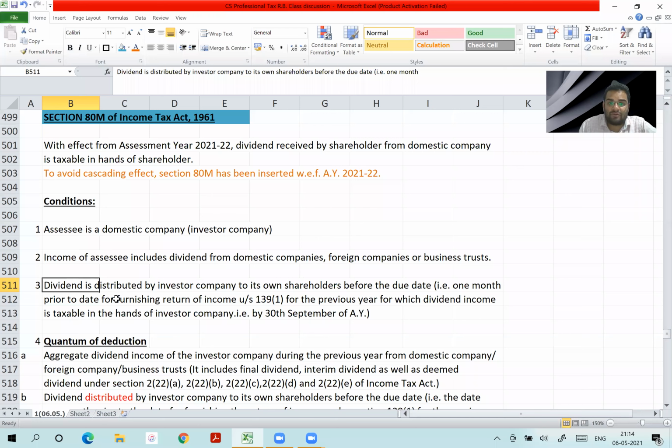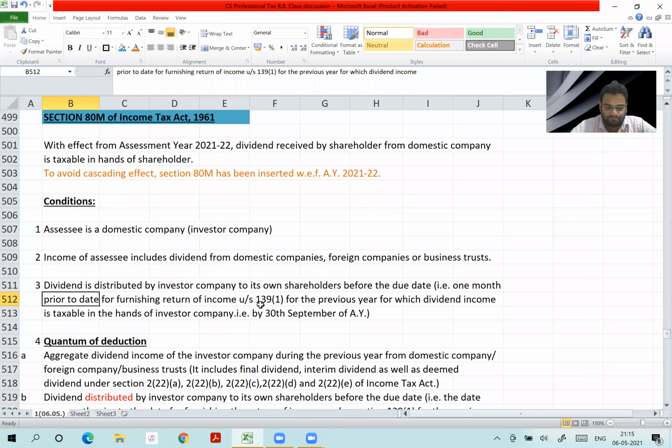Dividend is distributed by the investor company to its own shareholders before the due date. Listen, I am Pratik Neve Private Limited, distributing dividend to my shareholders on or before the due date. What is the due date? One month prior to the date of furnishing of return under 139(1) for the PY for which dividend income is taxable in the hands of the investor company.